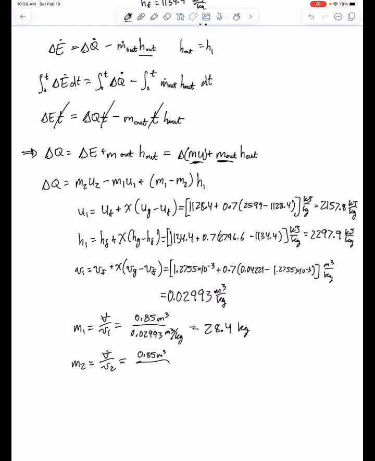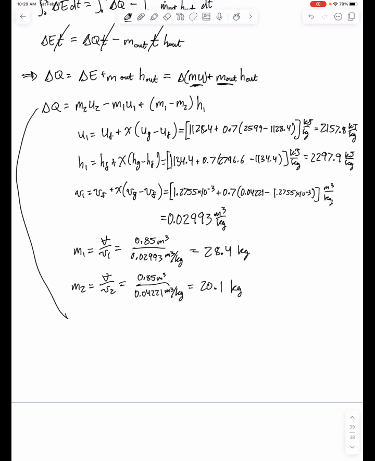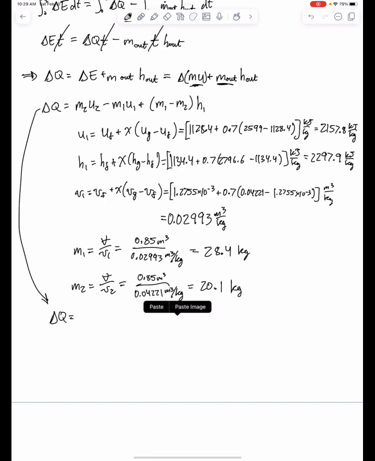which has a specific volume of 0.04221. Oh yeah, it's got to be divided. Okay, resulting in 20.1 kilograms, which is a loss of about 8 kilograms in total. And back to our initial equation. Let's solve for the final answer, heat transfer.